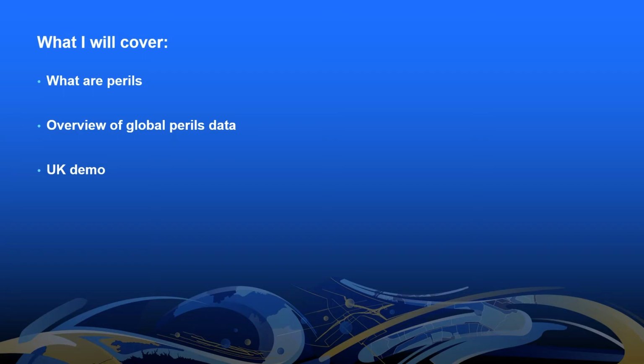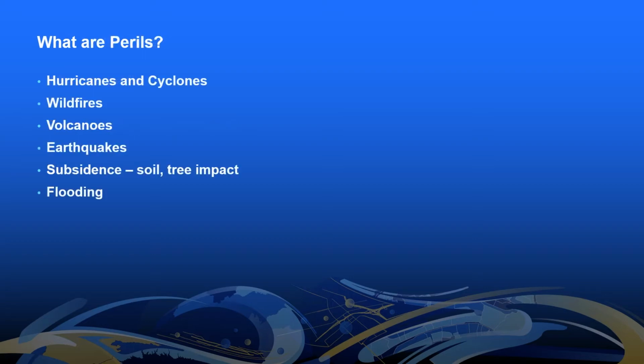First off, what do I mean by perils data? Perils data effectively covers natural catastrophes, so things like hurricanes, cyclones, wildfires, volcanoes, earthquakes, subsidence, and flooding. But when appropriate, we can also include data such as piracy or crime rates to help assess a location's overall level of risk.